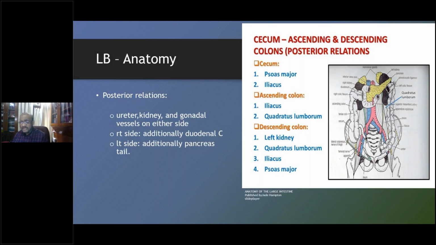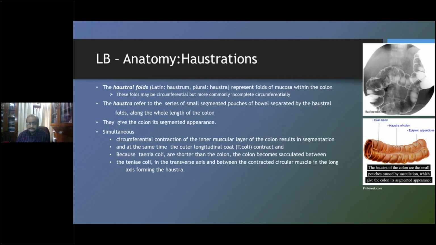But otherwise, you have to be very, very careful about the kidney, the ureter, and the gonadal vessels on either side, whether it's a male or a female. And on the right, the duodenum, and on the left, the tail of the pancreas, depending upon whether you're doing the right or the left side. We are hearing a lot about haustration.